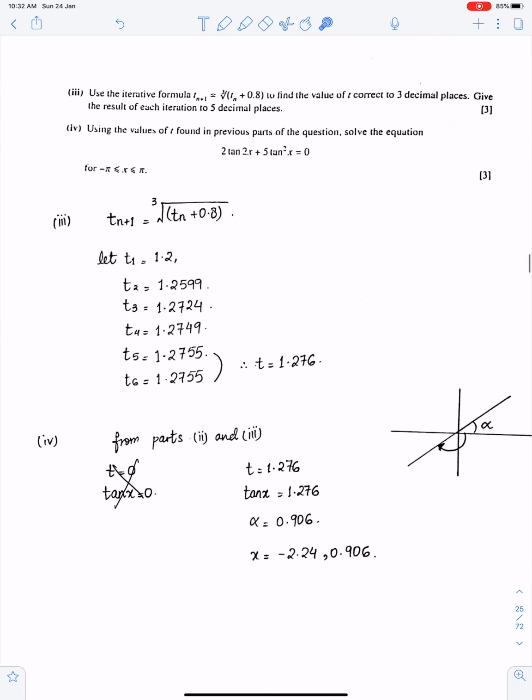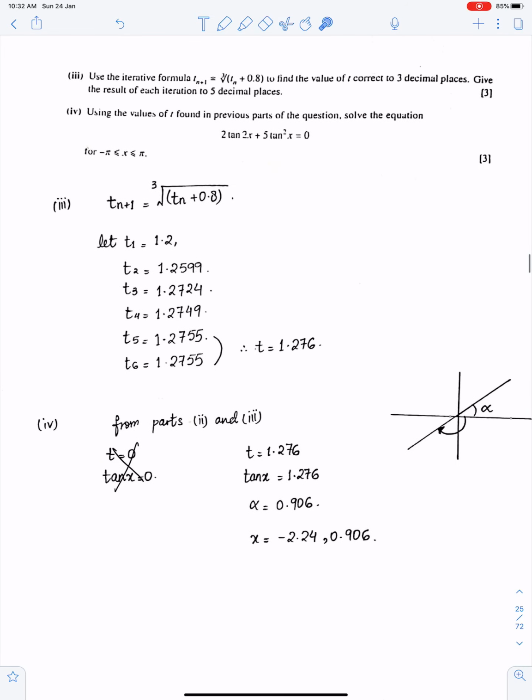Part 3, use the iterative formula to find the root. This is so simple. This is 1.2. So here is the repetition and this is the answer. And the last part is to find the value of x. As you know, tan x is t, and t is 1.276. So this is x.